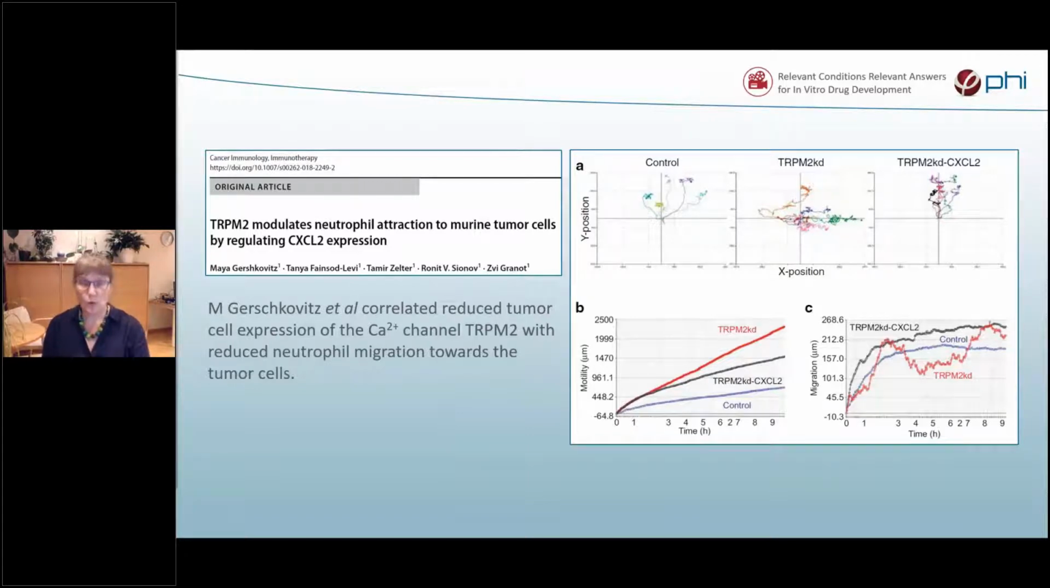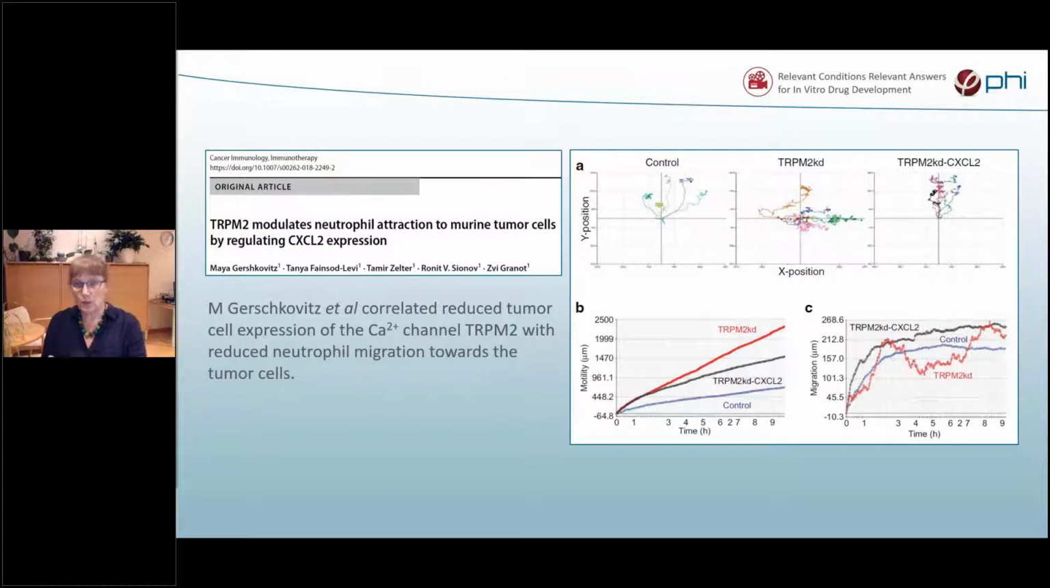As an example, I will show you how Dr. Gershkovitz and colleagues correlated tumor cell expression of a calcium channel, TRPM2, I will probably mix those letters up a lot, with reduced neutrophil migration towards tumor cells. So tumor cells usually express neutrophil chemoattractants, quite powerful ones. That expression is regulated by TRPM2.